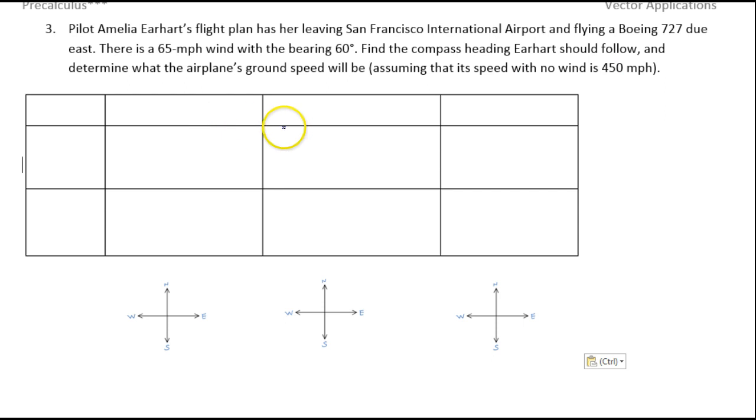So there are two vectors to consider: the velocity of the plane and the velocity of the wind. The resultant vector is what we're looking for, because that will be the actual ground speed and direction that the plane will move.